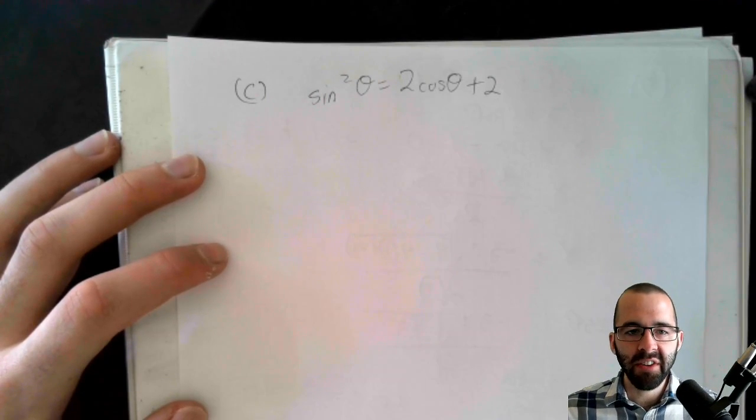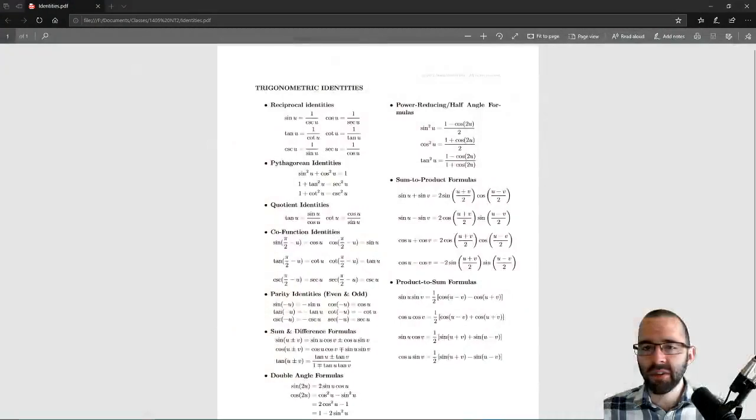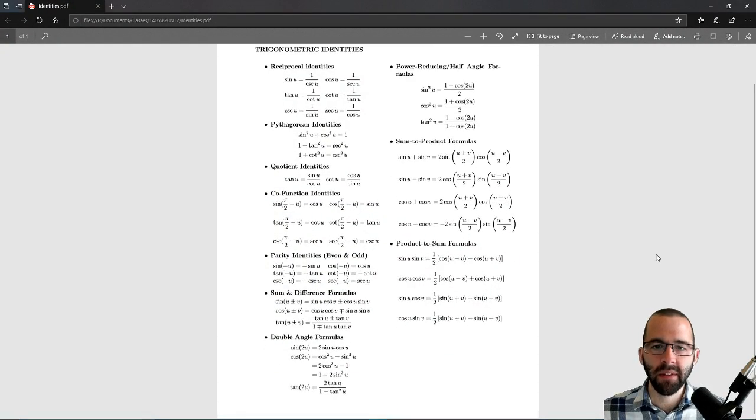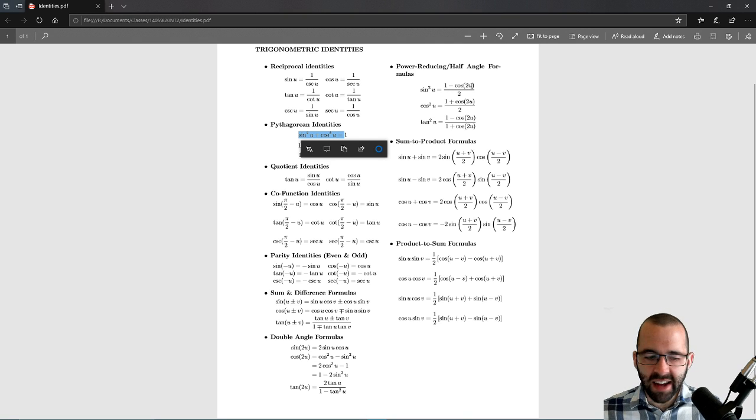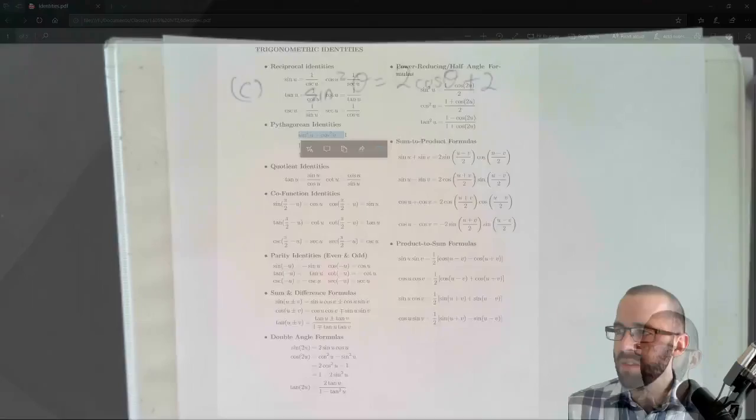So pull up the identity sheet and you just scan it. We have a sine squared that we want to turn into a cosine squared. The Pythagorean identity will work. The power reduction formula, we don't want that, because then we have a cosine of 2 theta, and we can't work with that either. There's also a sine squared right here, but again, that's sort of the same problem. So the Pythagorean identity is really what we're going to want to use.